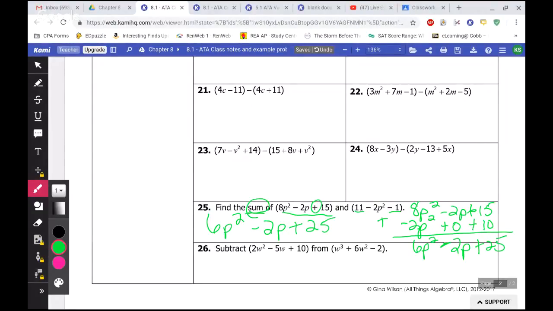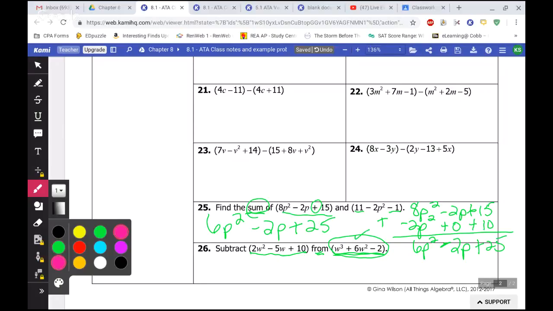For number 26, it says subtract this from that. So this piece right here is the beginning, because if you're subtracting from something, you have to start somewhere. And that's where this from means this is where I'm starting. So this polynomial is the one with which I'm starting. So I'm going to do my work over here in this bigger section.